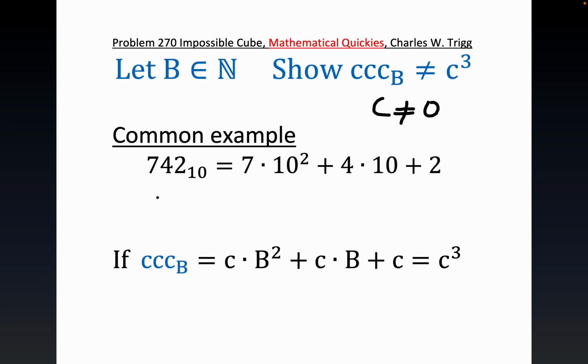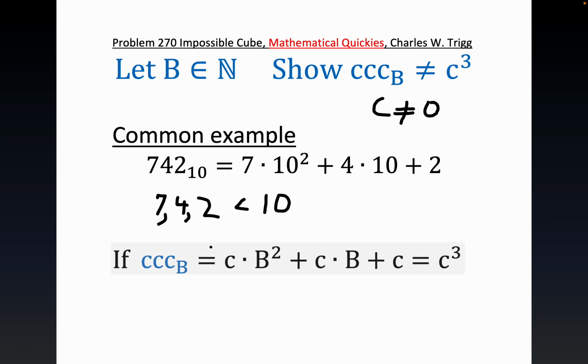Notice the takeaway from this is that all the digits, I'll write them down here, 7, 4, 2 are less than the base. And that's just a common fact of expanded representations. So again, state the obvious, but it does come in handy in the proof below. Okay, so 10 is the base here, and it's the common everyday base that we use.